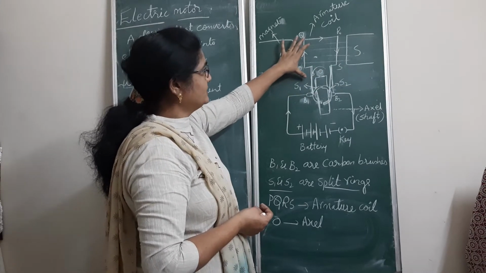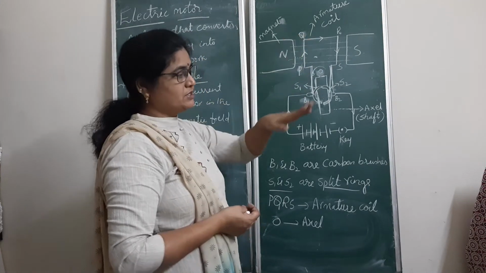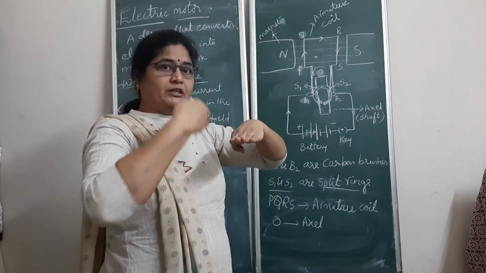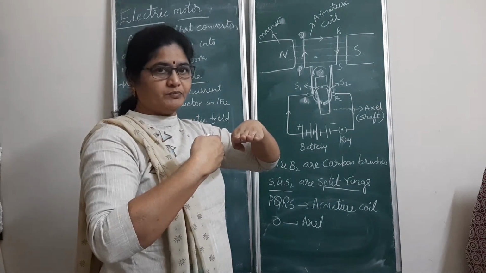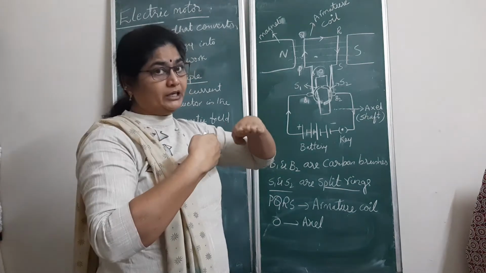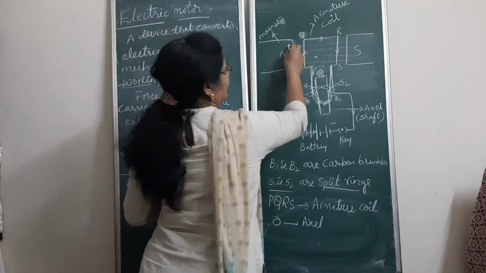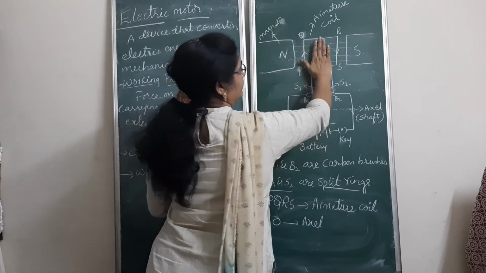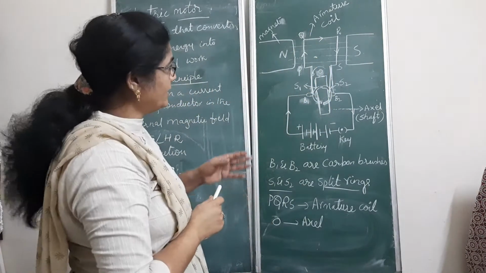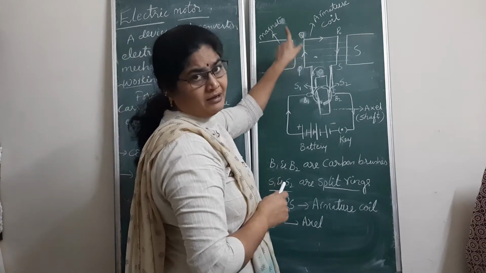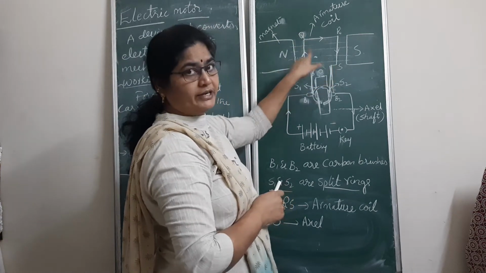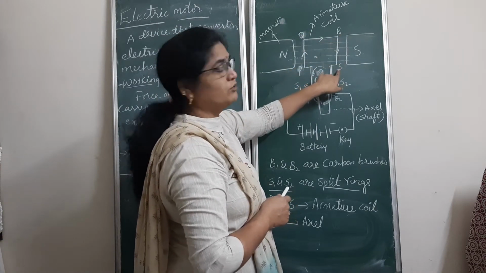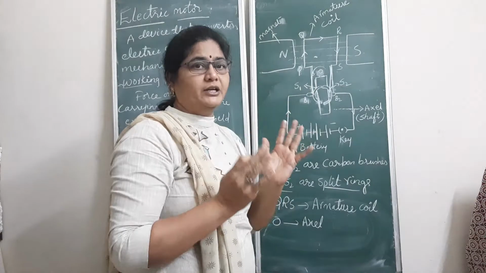Here, I place this armature coil PQRS, a rectangular coil, in between the two poles of the magnet, perpendicular to the magnetic field. The magnetic field is from north to south pole, whereas this coil is placed perpendicular to that. The armature coil has various arms: PQ is one arm, QR is another arm, RS is one more arm, and so on.